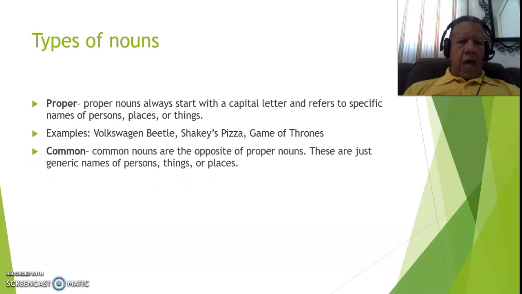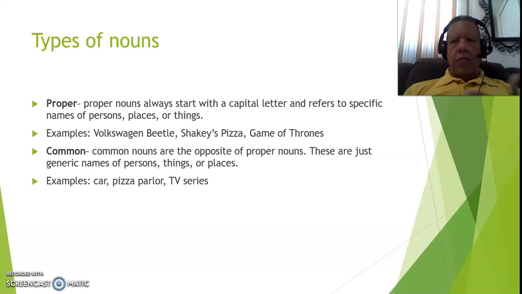Common nouns. Common nouns are the opposite of proper nouns. These are just generic names of persons, things, or places. Son nombres genéricos de personas, animales o cosas. Example: car, pizza, TV series, etc. There are common nouns.